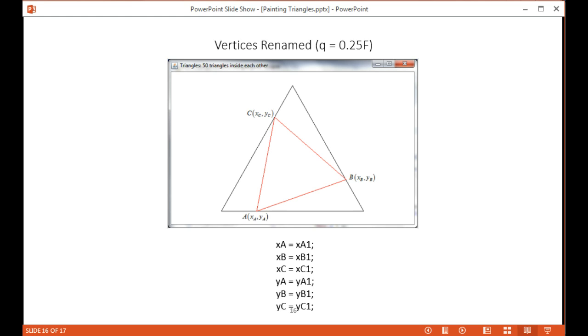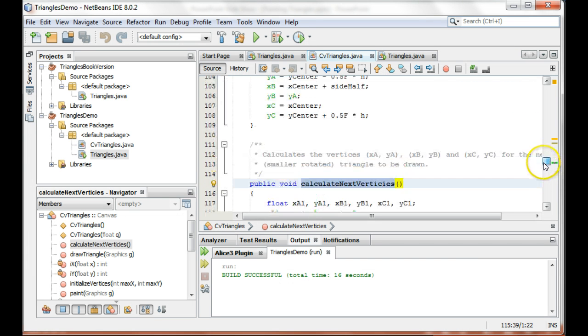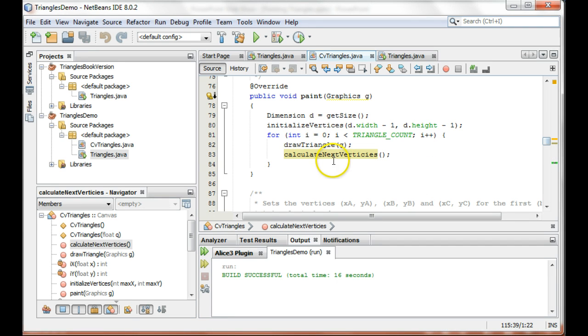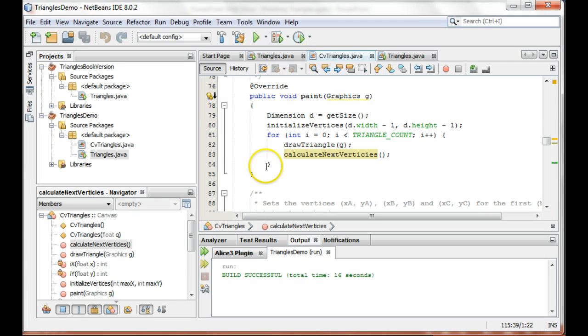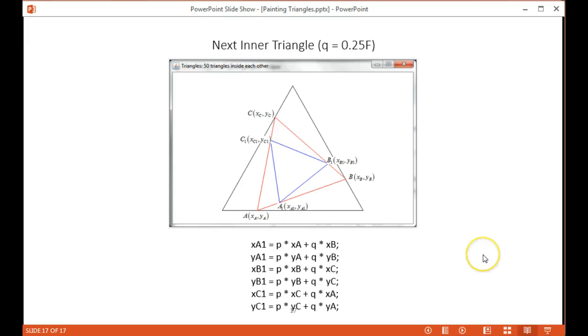And then what happens? Well, then we come back out. We draw that triangle. So we've calculated the next set of vertices, and we draw that triangle with all our assignments. And then we're looping through again and calculating our next set of vertices. Now we're starting with these.